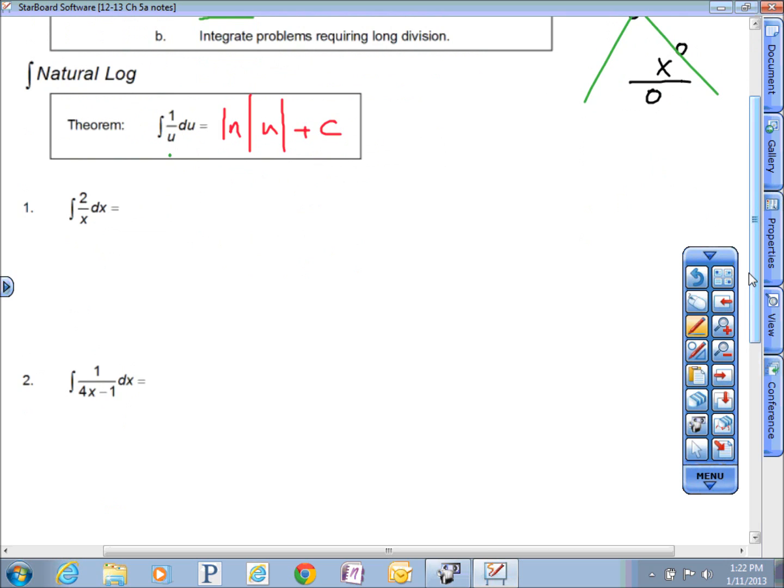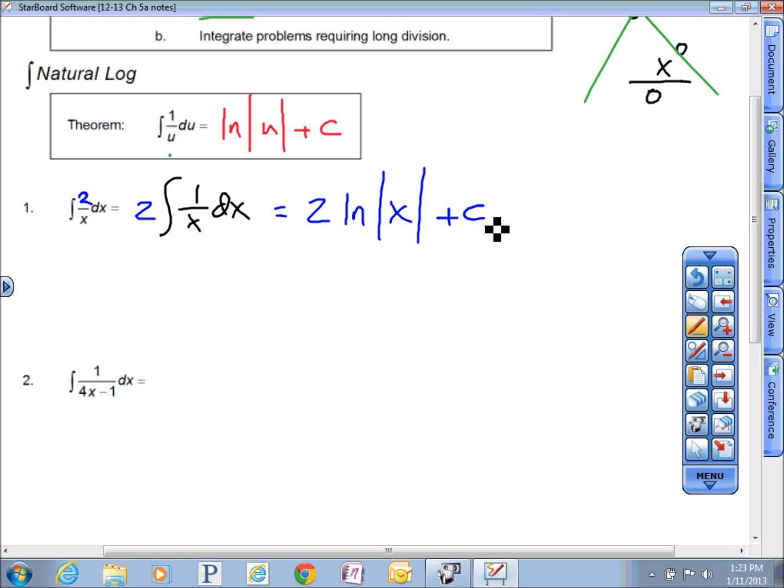So problem number 1, here we go. Now I've got a constant here, this 2. If I have a constant 2, I'm going to write it outside the integral before I start. So here we are doing that one that I had to cross out with the green X just a few seconds ago. So now what do I have? Well, I have that blue 2 times the natural log of the absolute value of that x that's on the bottom plus my c.